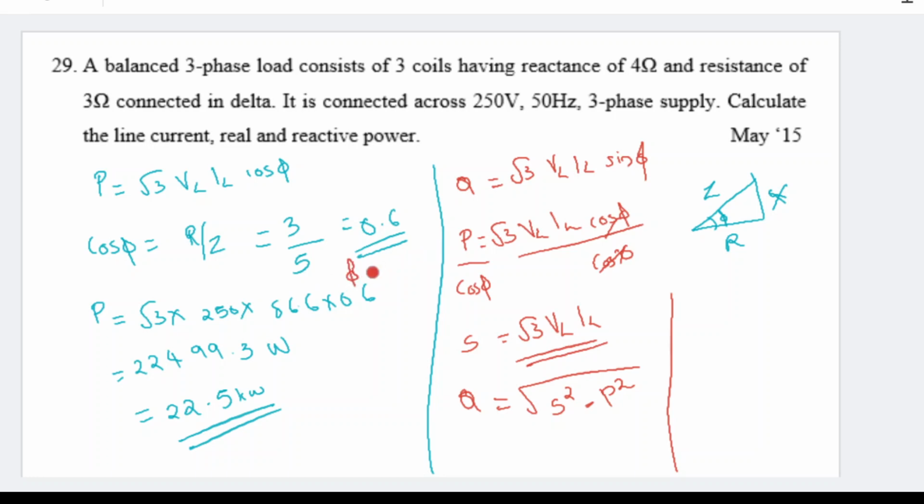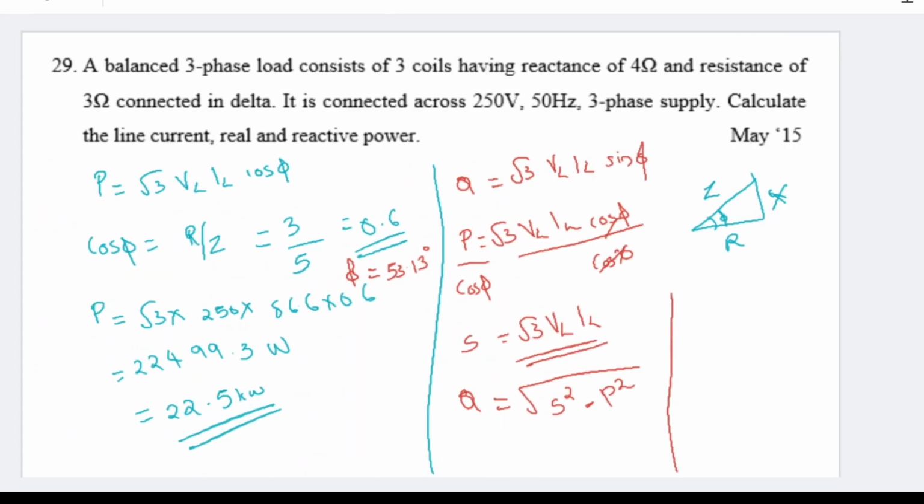For the easy method, then cos inverse. So what will be phi? Phi is equal to cos inverse of 0.6. What will be the value of cos inverse of 0.6? That will be 53.13 degree. And you have to find out the sine of the angle. Sine of the answer is 0.8, isn't it? So I will say 0.8. So just multiply this 0.8 here.